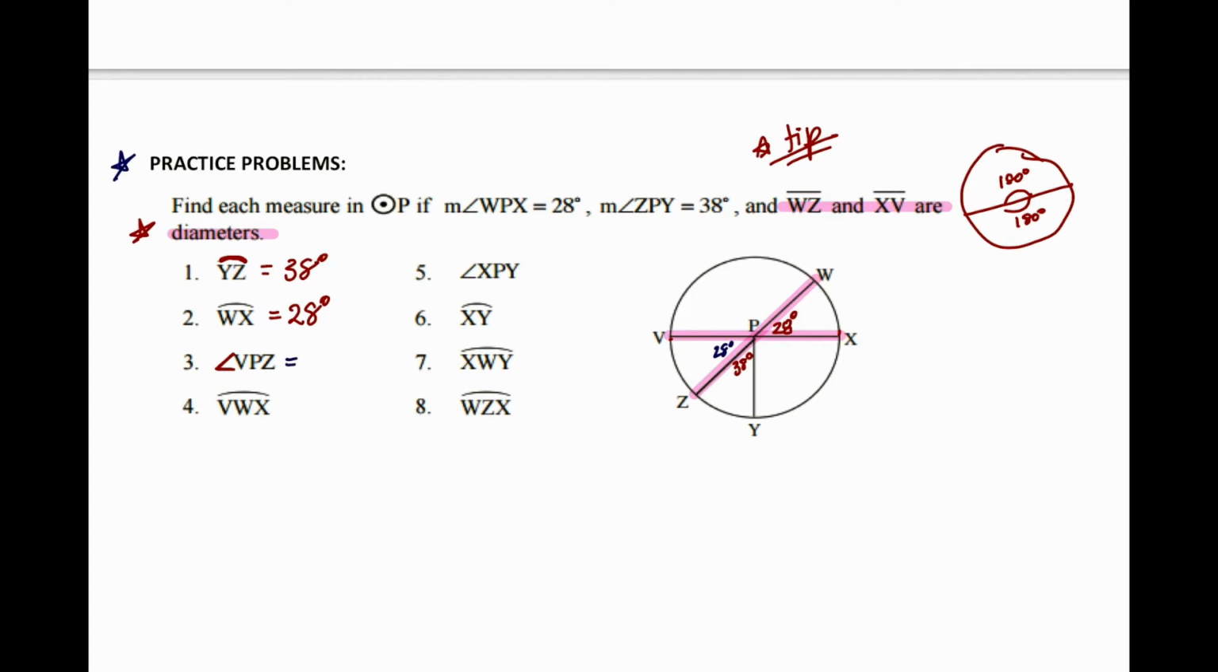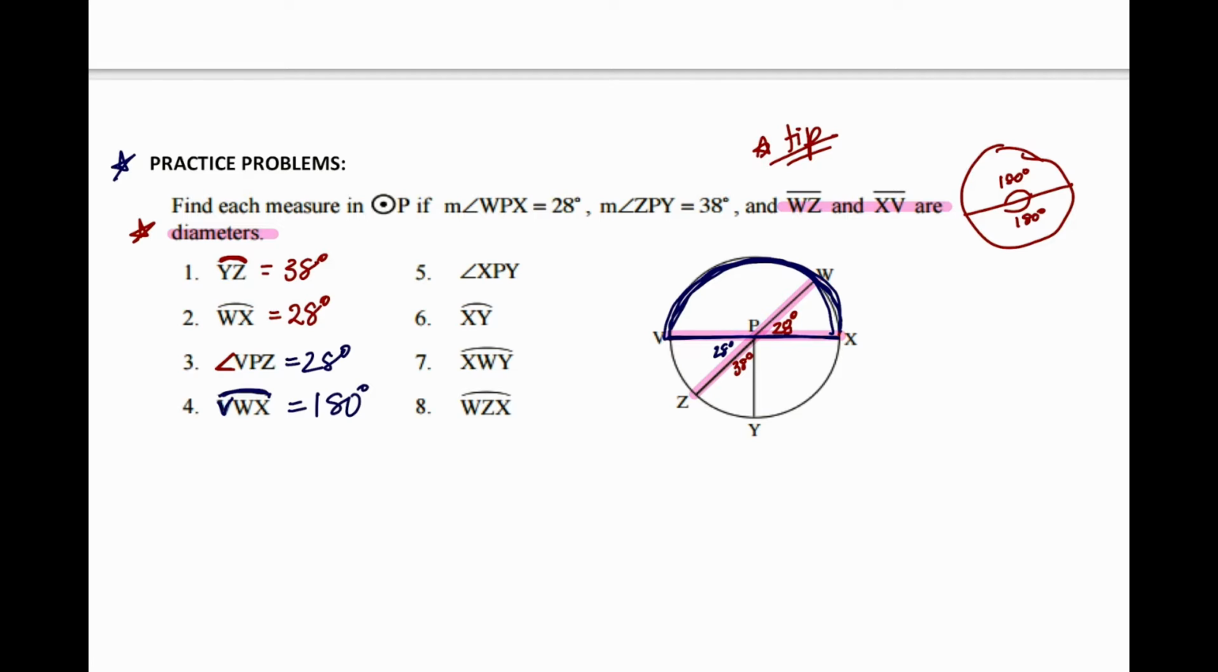Let me get that. And then now the next part is arc VWX. Follow the order of the letters. VWX is this one. VWX. And guess what? We said this is a diameter, so we're looking at half of a circle. Therefore, that's going to be 180 degrees.